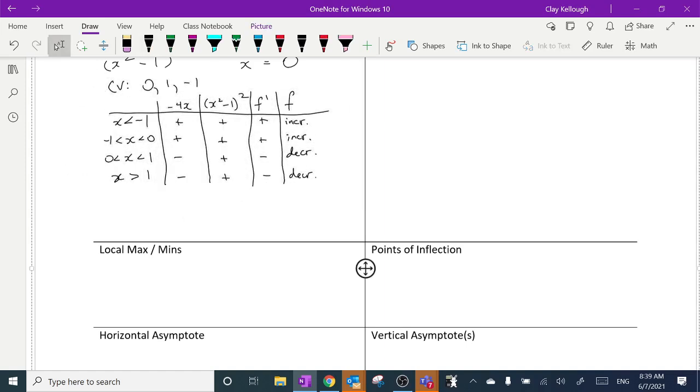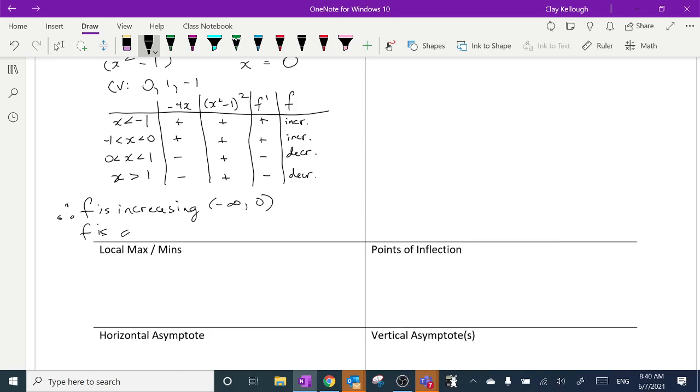I'm going to say then, therefore, f is increasing from where? Let's see. So we're increasing from -infinity to 0, right? It's increasing all the way through that interval and through that interval. So it's increasing from -infinity to 0, and f is decreasing from 0 to infinity. So there we go. So there's our first step.